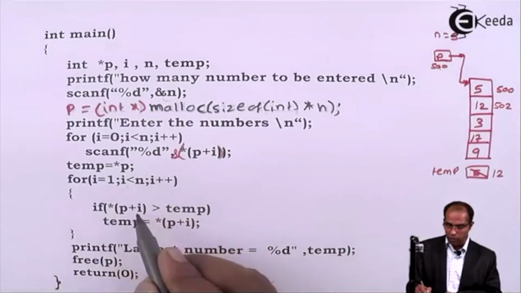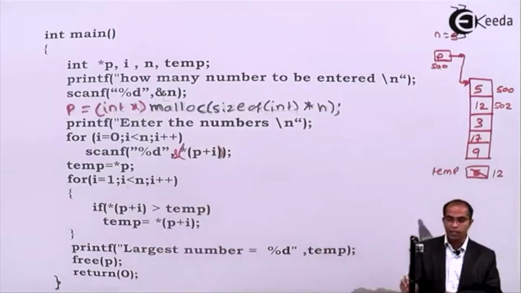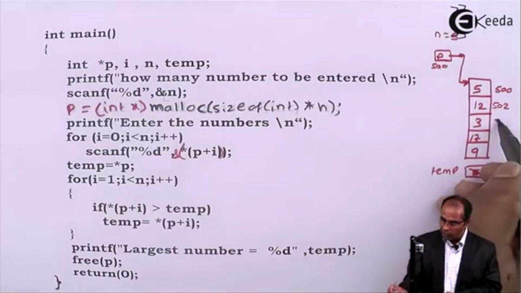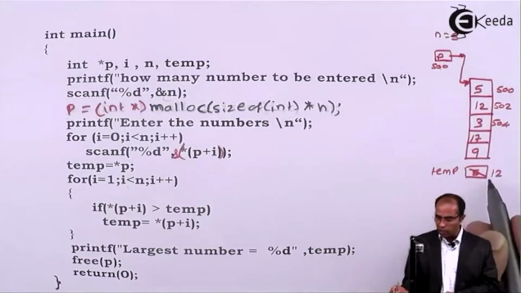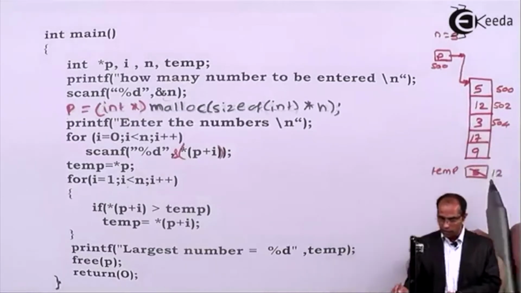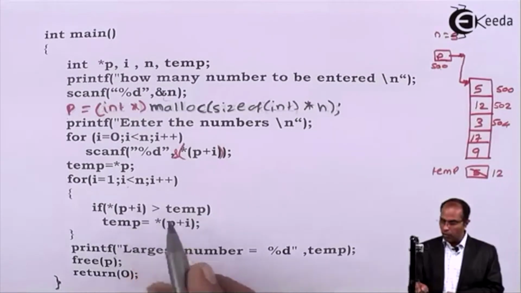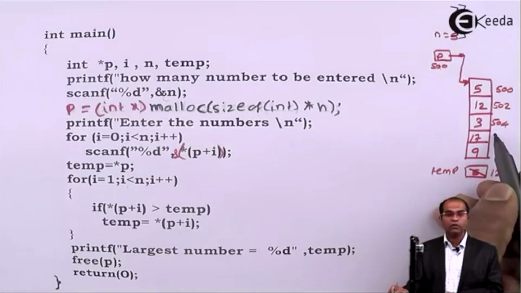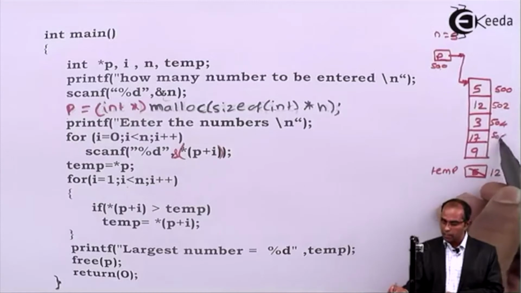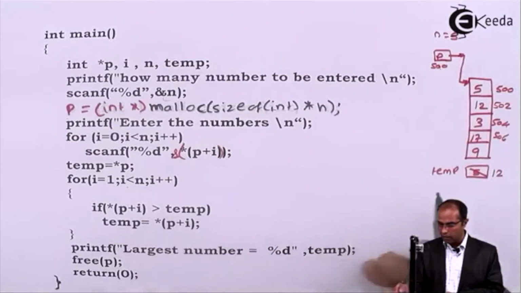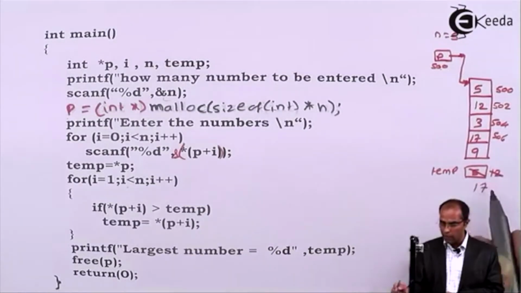Next, when i becomes 2, p plus 2, that is 500 plus 2, is 504. Is the value at 504 greater than temp? No. 3, is it greater than temp? No. 12, so keep as it is. Again go back, i becomes 3. Value at 500 plus 3 is 506. Value at 506 is 17. Greater than temp? True. So modify this value.